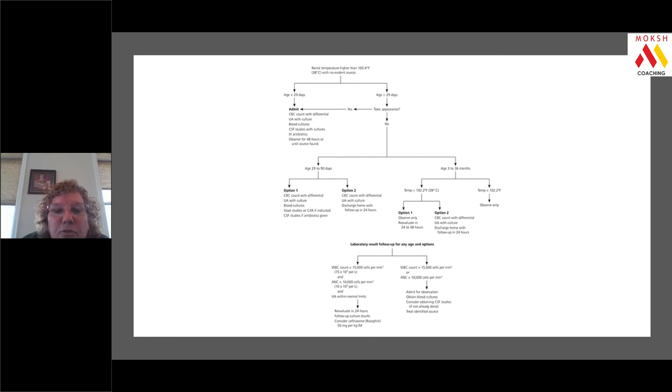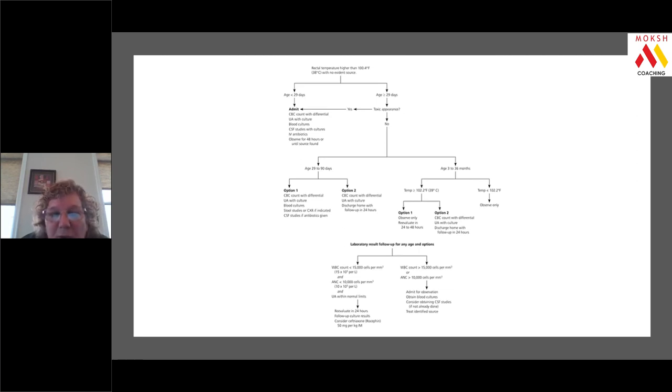And if you notice, if you've got a kid with a rectal temp of over 100.4 with no source and they're under 29 days of age, they get everything and they get admitted. If any child of any age looks sick, everything gets done and they get admitted.